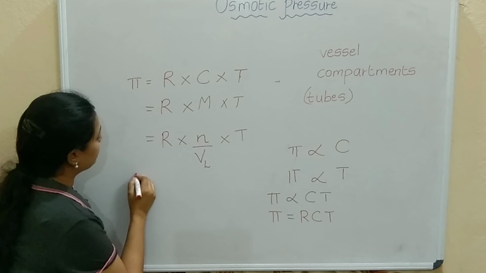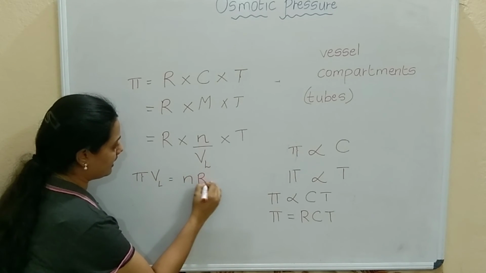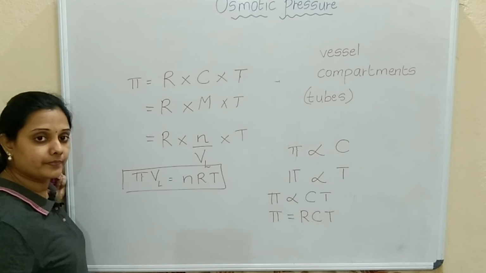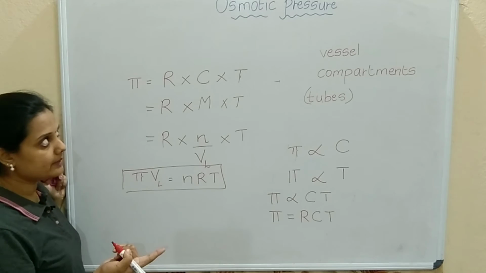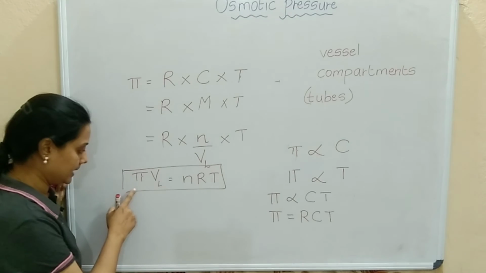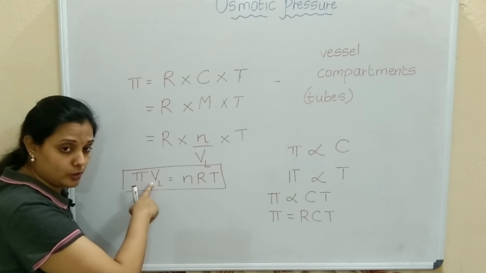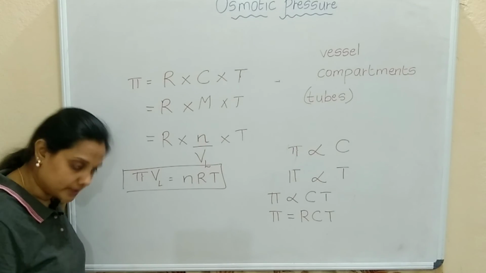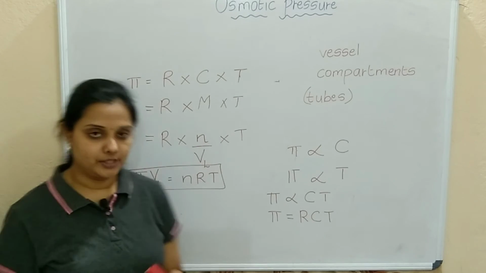Correct? So, we get it as pi V is equal to nRT, which is PV equal to nRT, the ideal gas equation. There we are writing pressure P. Here it is osmotic pressure, which is denoted as pi. So, pi is the osmotic pressure, V is the volume of the solution in liters, n is the number of moles of the solute, R is a constant, and T is the temperature.